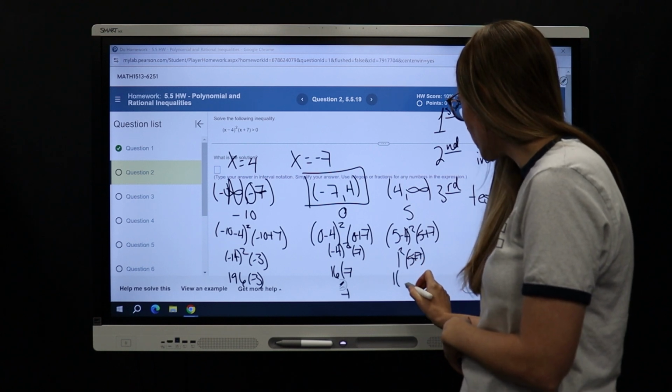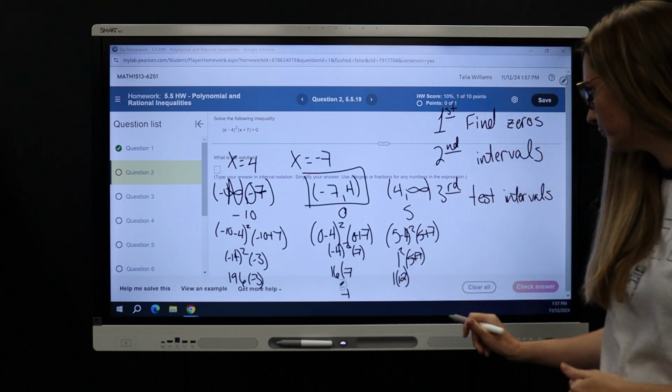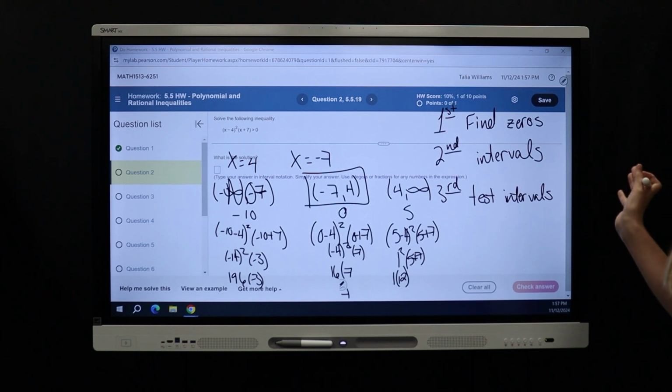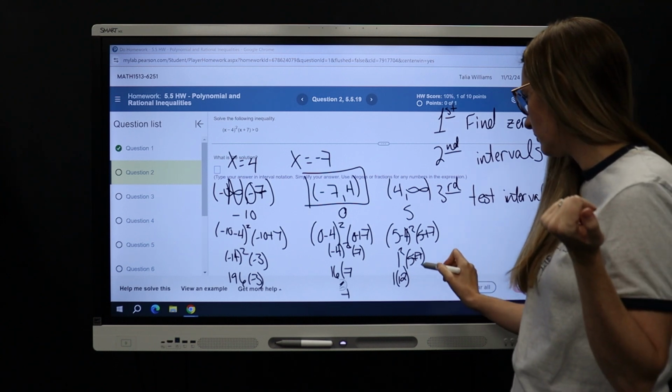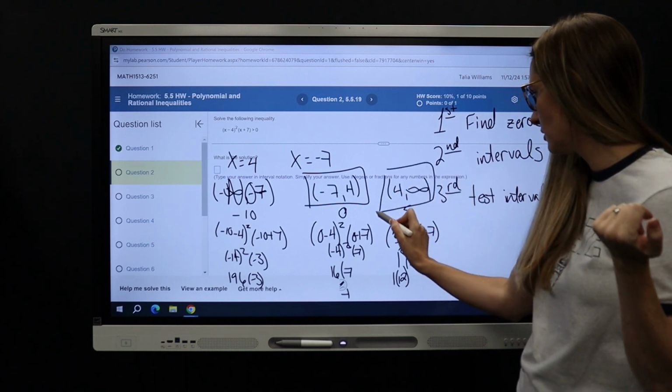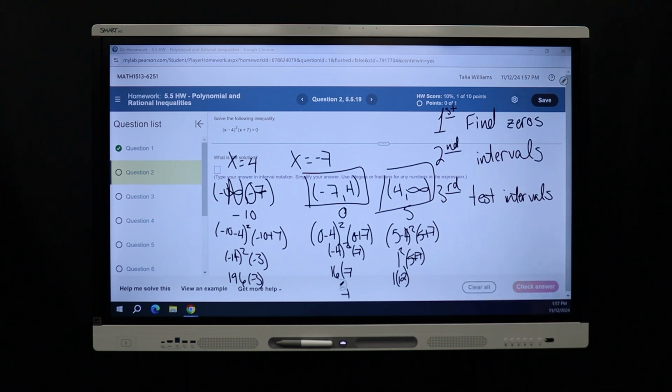5 plus 7 is 12. Once you get to where everything's positive though, if everything's positive, it's positive. So if it's all positive, it's part of the answer.